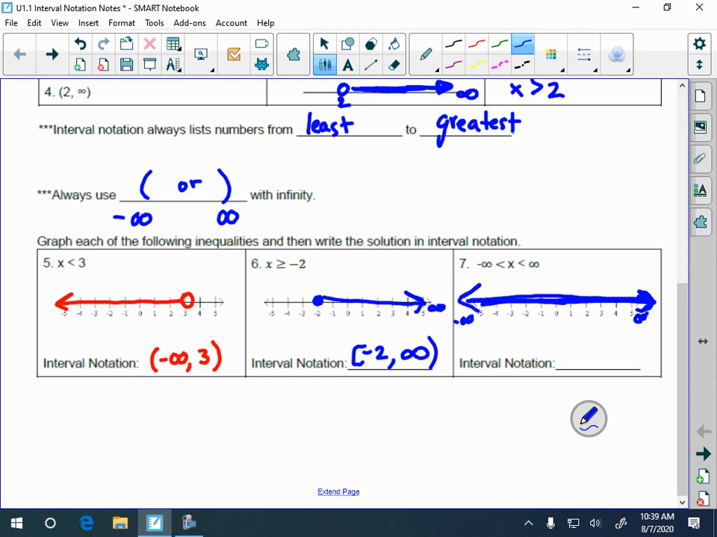All right, so I'll put some arrows on there. And then our interval notation is negative infinity to positive infinity.